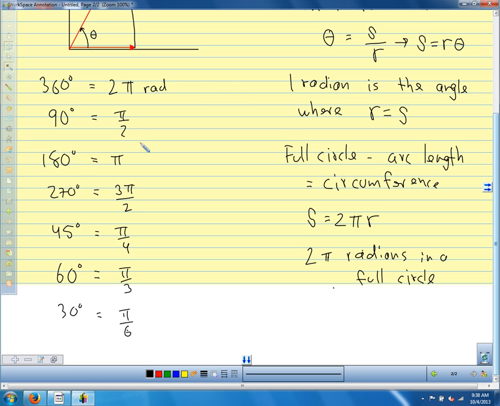We will work more with these. Eventually, hopefully, you won't even have to think about these conversions. We'll know all of these, and we'll relate them to some other things.